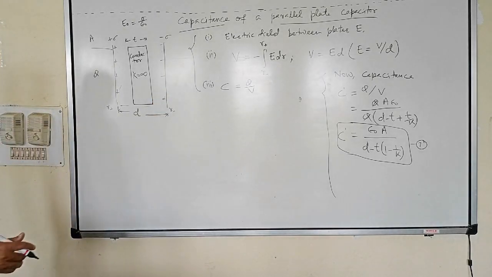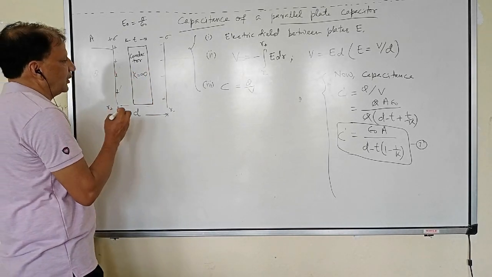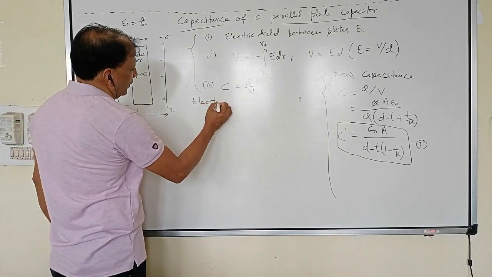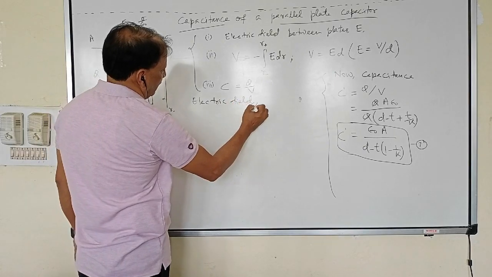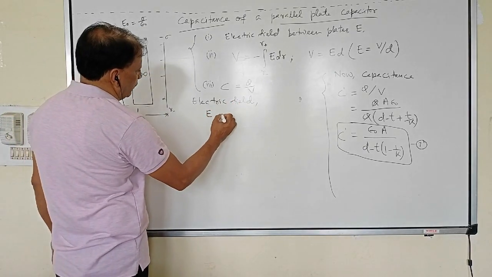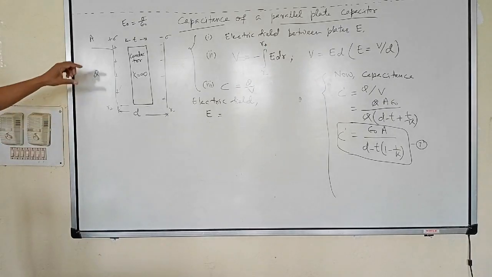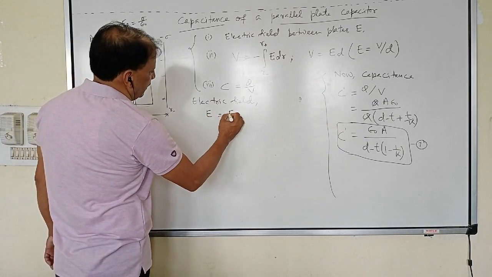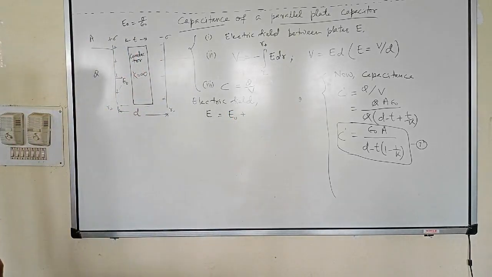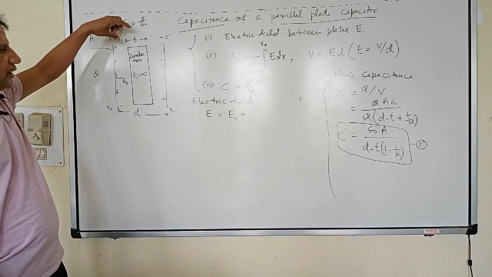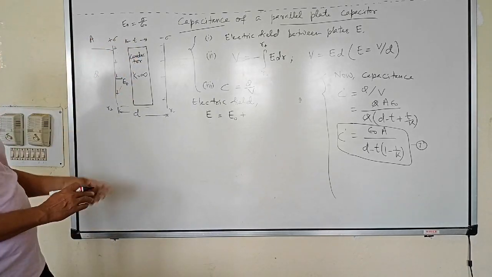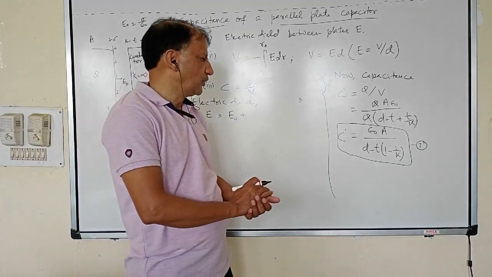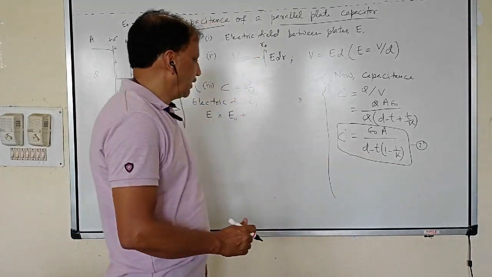In that case, we will first of all find the electric field between the plates. The net electric field in this space, let us suppose, is E0 in the absence of the conductor. In the case of a conductor, K becomes infinite, 1 by infinity is 0. Now the remaining distance is D minus T.